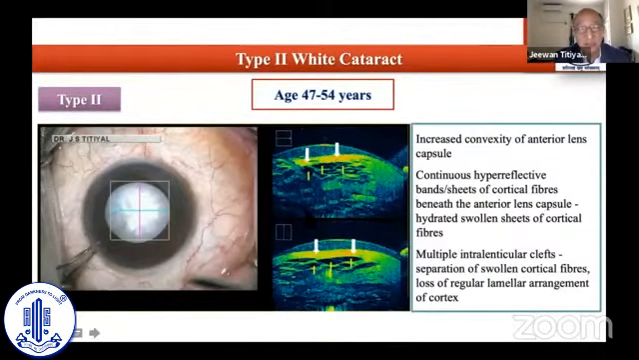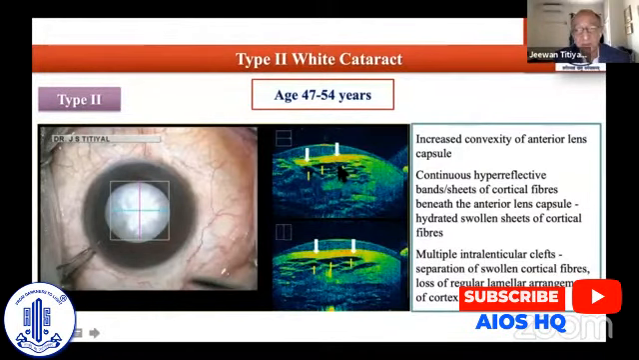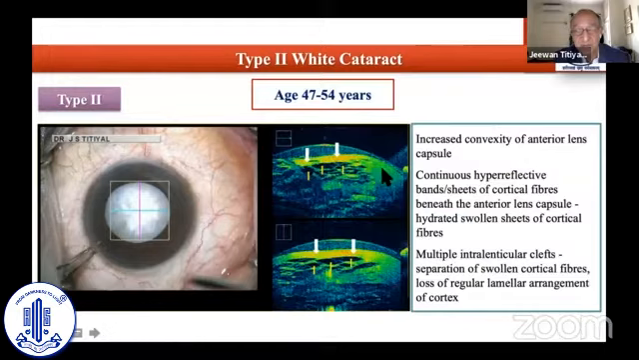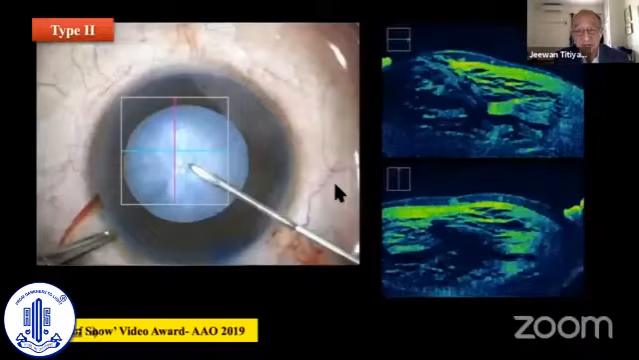Type 2 variety of white cataracts, based on the IOCT picture, is seen in a younger age group, where we can see increased convexity of the anterior capsule. You can see here, then we have a continuous hyperreflective cortical band or sheet going across the length of the entire lens. And in between, you have these clefts of fluid, which is beneath these hydrated cortical fibers. In such cases, as soon as you make a nick in the capsule, the entire hydrated cortical fiber bulges out and doesn't allow the clefts to get released, the fluid to get released. And in these cases you can have a high chance of the rhexis extending to the periphery.